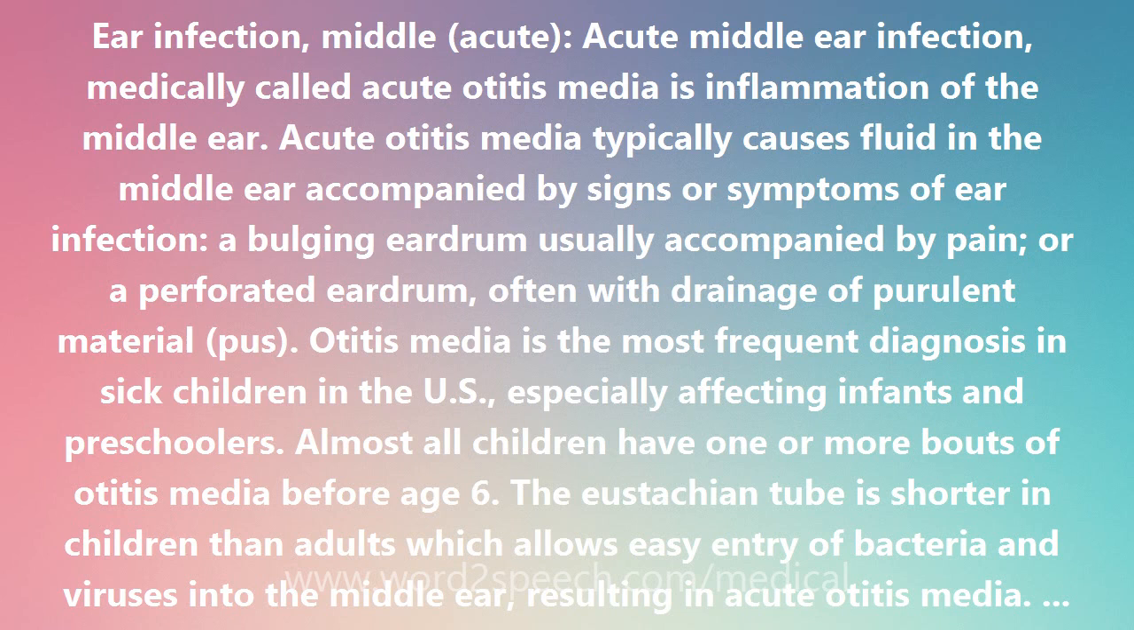The eustachian tube is shorter in children than adults, which allows easy entry of bacteria and viruses into the middle ear, resulting in acute otitis media. Bacteria such as Streptococcus pneumoniae, strep, and Haemophilus influenzae, H-flu, account for about 85% of cases of acute otitis media, and viruses the remaining 15%. Babies under 6 weeks of age tend to have infections from different bacteria in the middle ear.